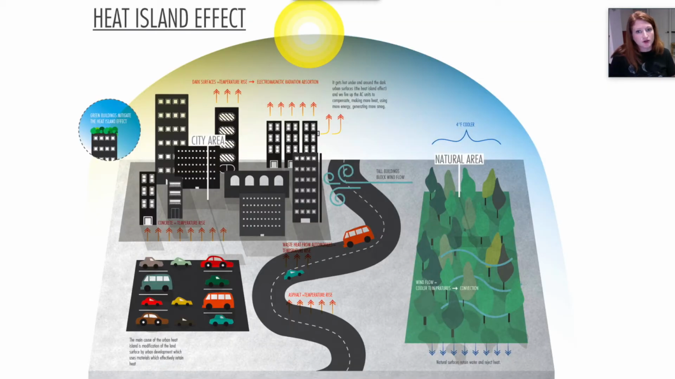Buildings and roads are dark colored, so they absorb more heat. If you look to the right of the screen, you see the natural area. It has lighter colors and it's not as dark, which means it absorbs less heat than the city.